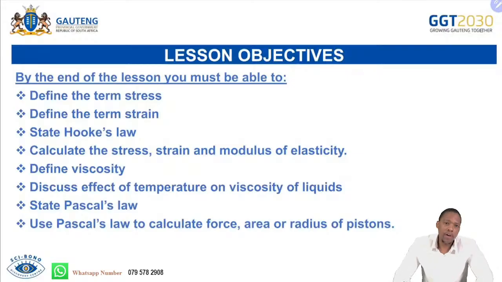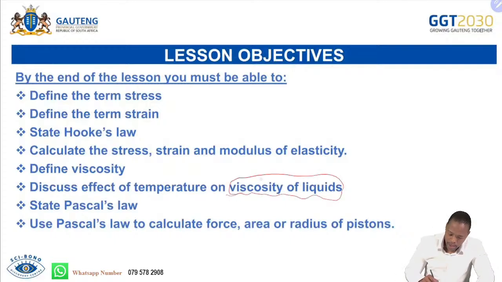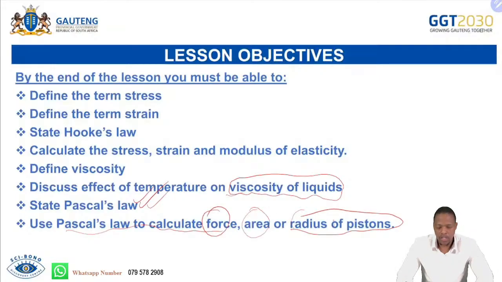We are able to define viscosity. We are able to discuss the effects of temperature on viscosity. We are able to state Pascal's law. And then we are able to use Pascal's law to calculate either the force, the area, or the radius of pistons. So this is what we are expected to do. It might seem like a lot, but we'll take you through each, grade 12.